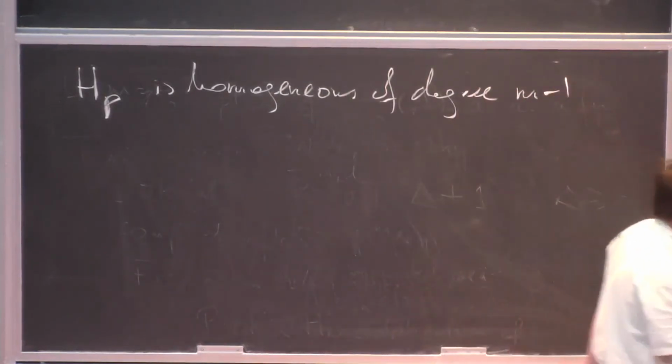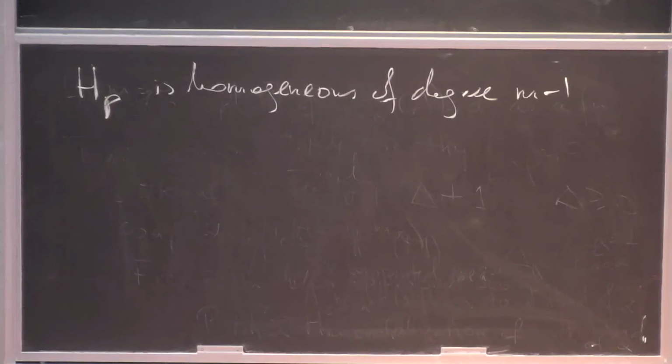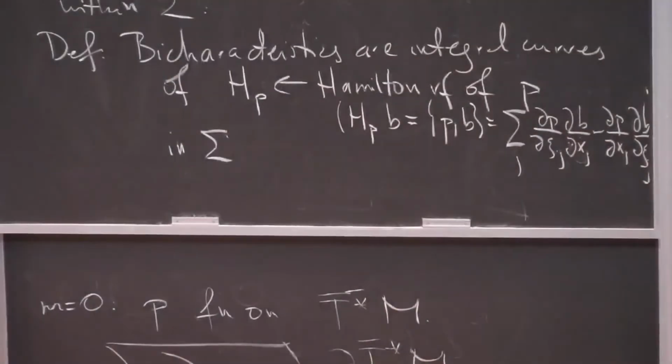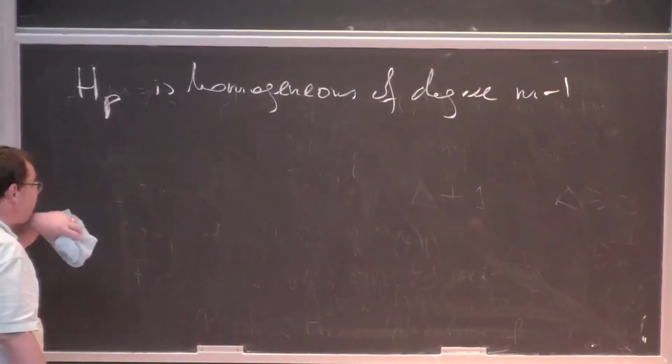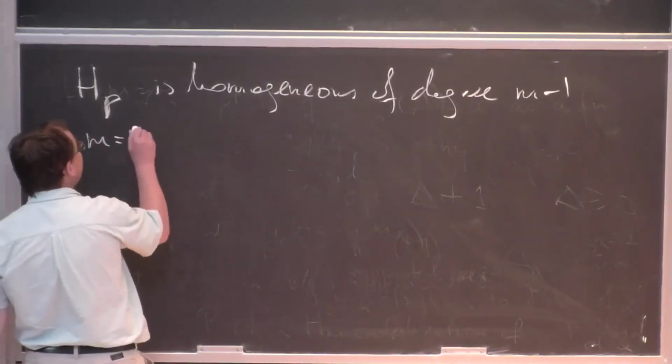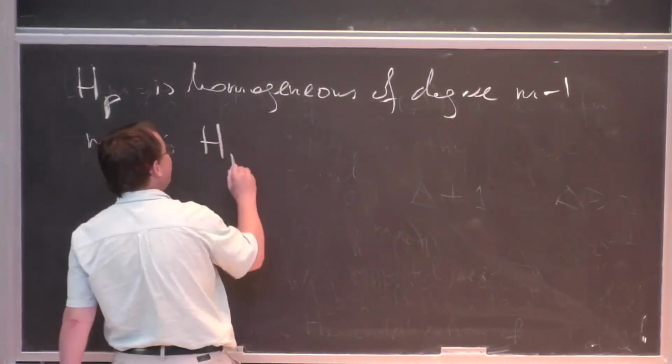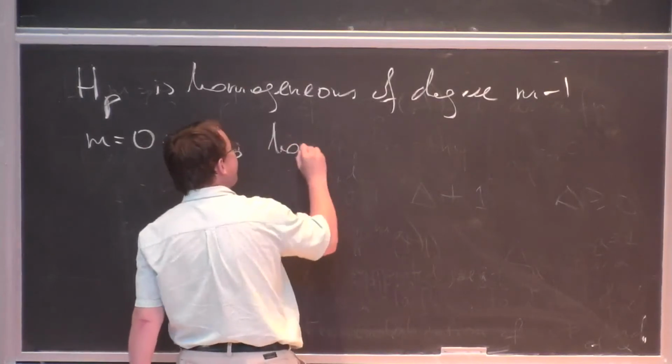So why is that? Well, that's directly because of this formula. So it's the xi_j, right? They bring down the order by 1. And here it doesn't bring down by 1, but there's the d/dx_i_j, so that also has the same effect. OK, so it's homogeneous of degree m minus 1 with respect to dilations. And so in particular, m equals 1 tells you that H_P is homogeneous of degree 0.